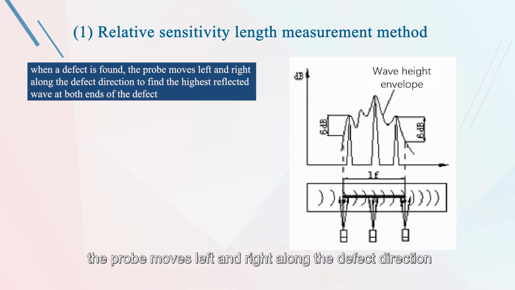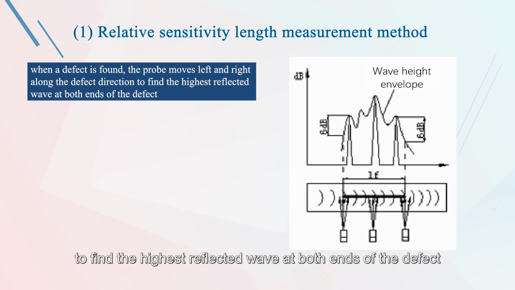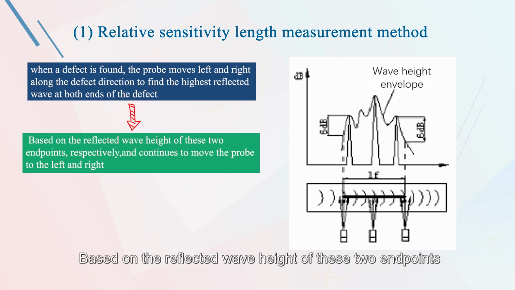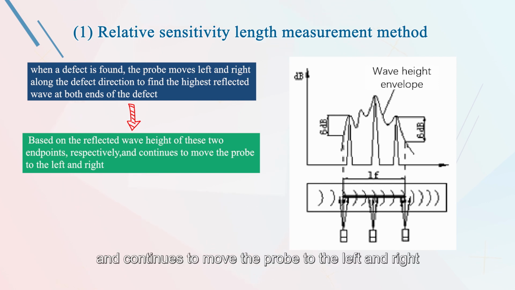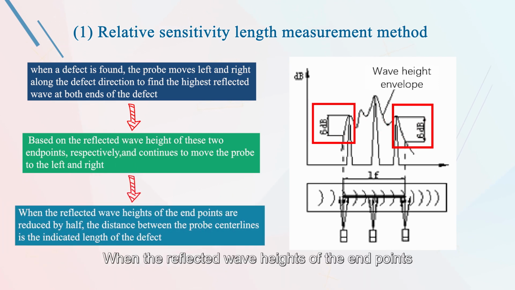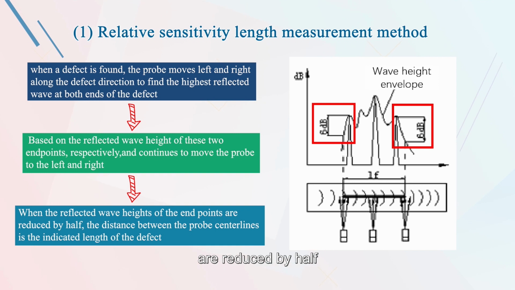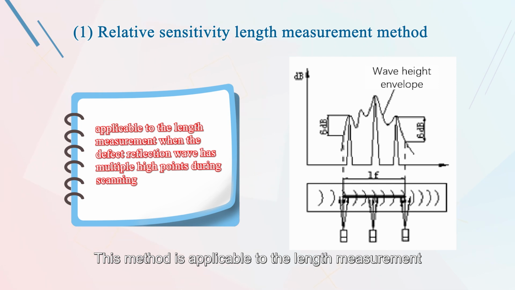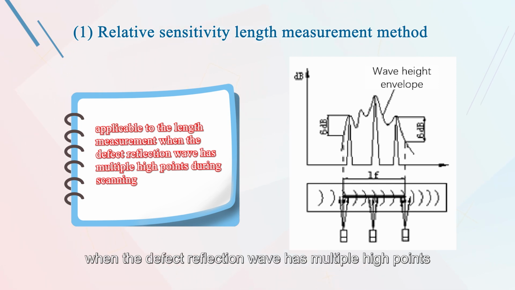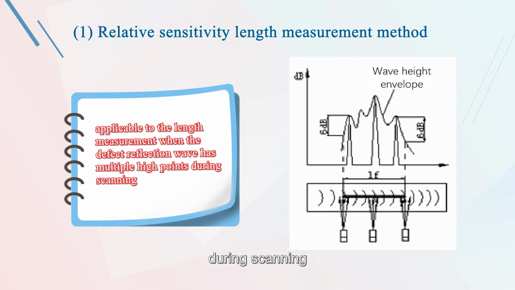moves left and right along the defect direction to find the highest reflected wave at both ends of the defect. Based on the reflected wave height of these two endpoints, respectively, and continues to move the probe to the left and right. When the reflected wave heights to the endpoints are reduced by half, the distance between the probe center lines is the indicated length of the defect, as shown in the right figure. This method is applicable to the length measurement when the defect reflection wave has multiple high points during scanning.